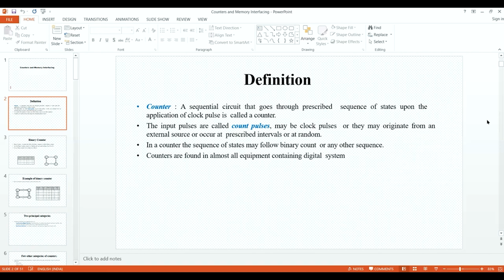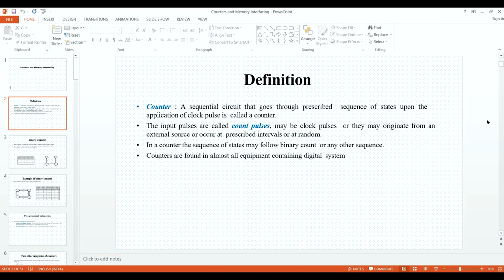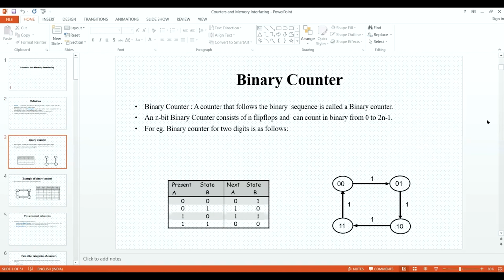So input pulses are called count pulses, and may be clock pulses, originating from an external source or internal source, and they need to be periodic in nature. I hope you know periodic means they have to occur at regular intervals of time. These sequences of states may follow some binary count, or they can be used in different devices, integration of devices also. So the first counter we talk about is the binary counter.